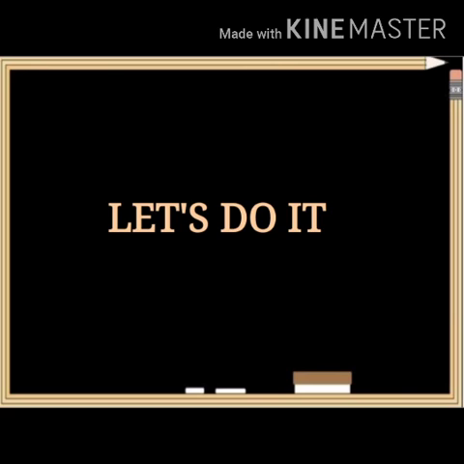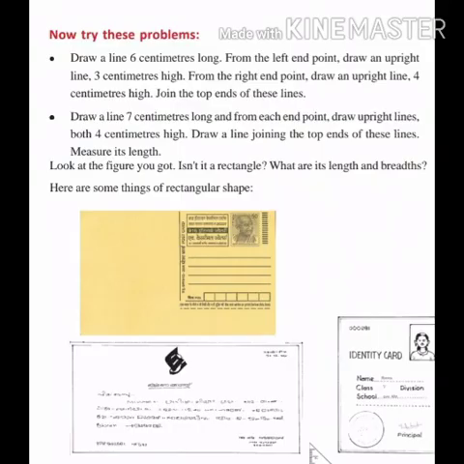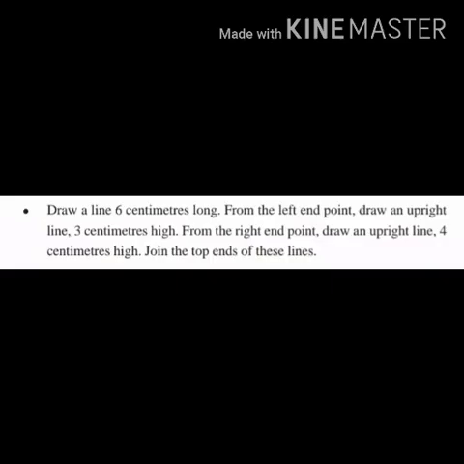Now let's do some problems. These are some problems in our textbook. First, look at the first problem. What is the first question? Draw a line 6 cm long. From the left end point draw an upright line 3 cm. From the right end point draw an upright line 6 cm high. Join the top ends of these lines. That is our question. Let's look at how we can draw this figure.